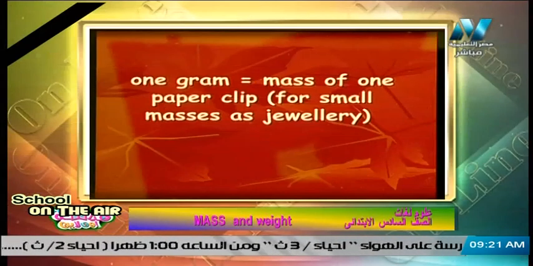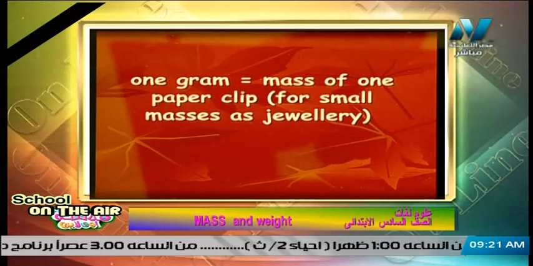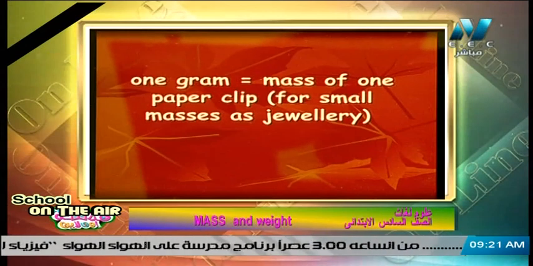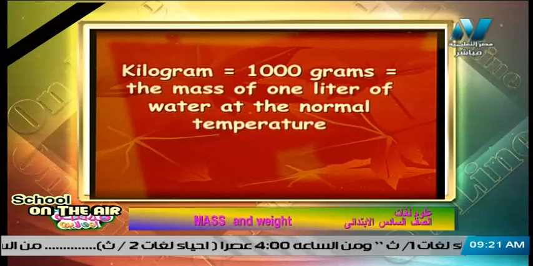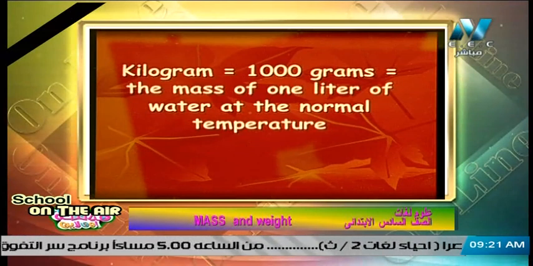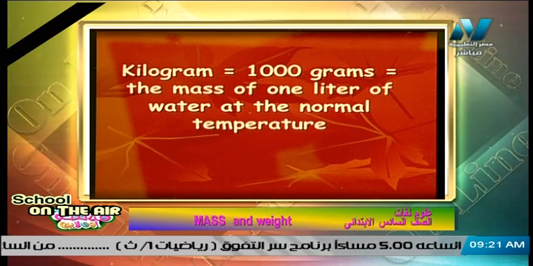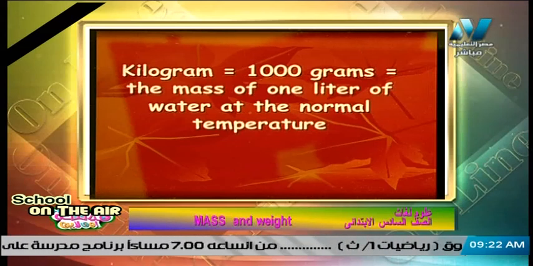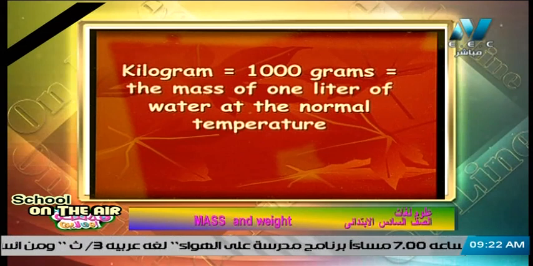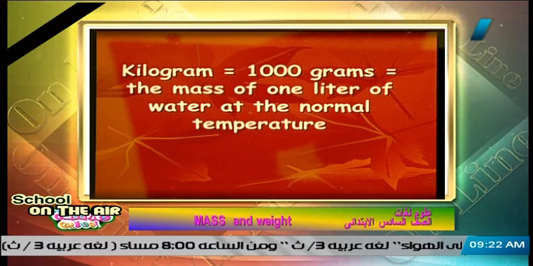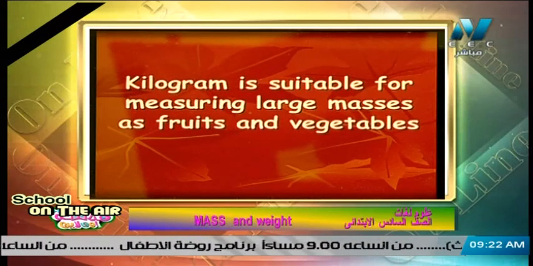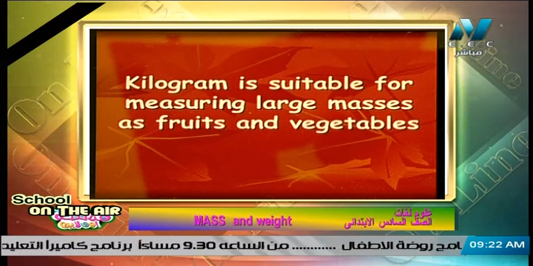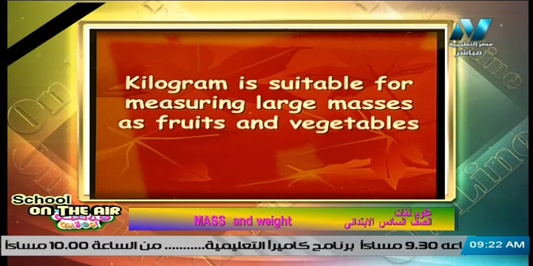Another one: 1 gram equals the mass of 1 paper clip, as I told you before, and we can use it as a measuring unit to measure jewelry, gold, silver, and chemicals. 1 kilogram equals 1000 grams, the mass of 1 liter of water at normal temperature, because the volume of water may change by changing the temperature. Kilogram is suitable for measuring large masses such as fruits, vegetables, meat, and chicken.